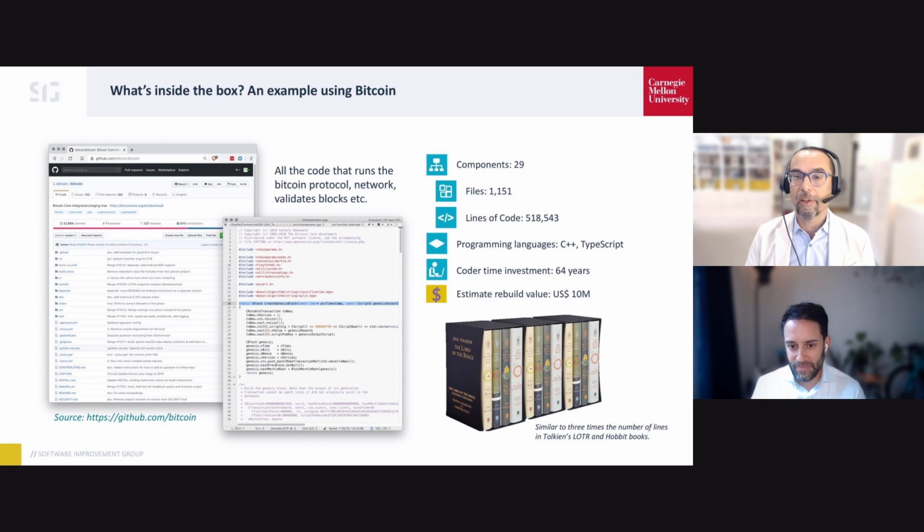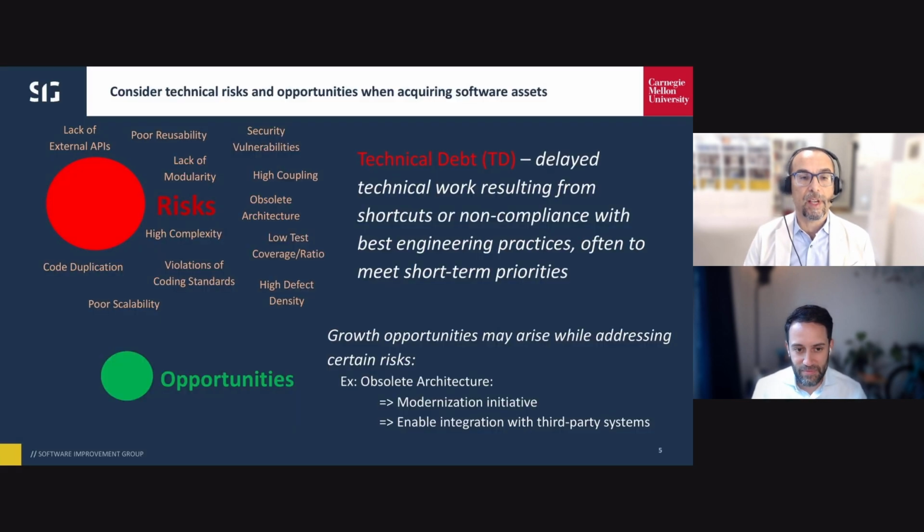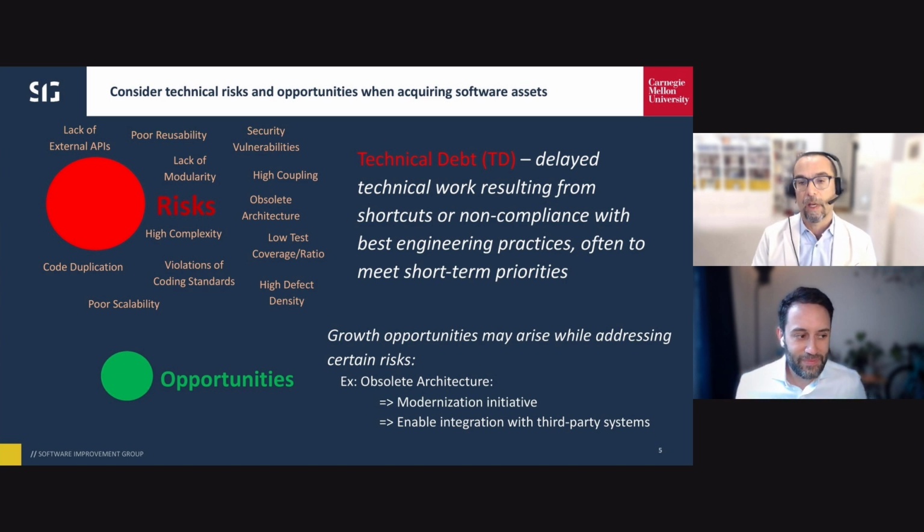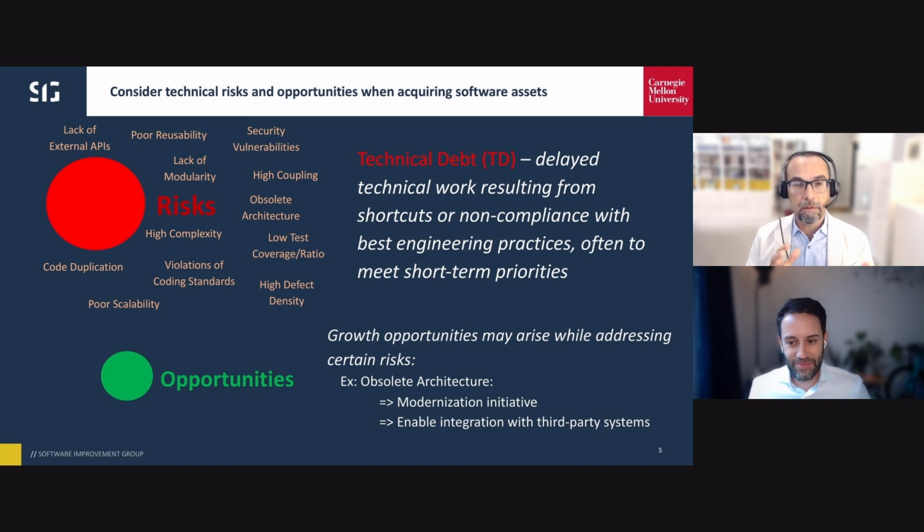Sure, Jasper, thank you. So what Jasper is actually emphasizing is that when acquiring new software assets, it is important to consider technical risks and also technical opportunities. Okay? So we're going to focus on the risk side of things, but I'm going to mention a little bit about opportunities as well, because they are sometimes related. Okay? So what are technical risks in the context of software?